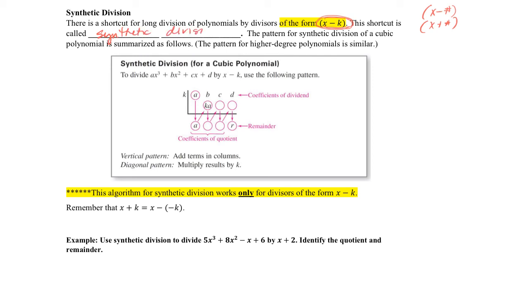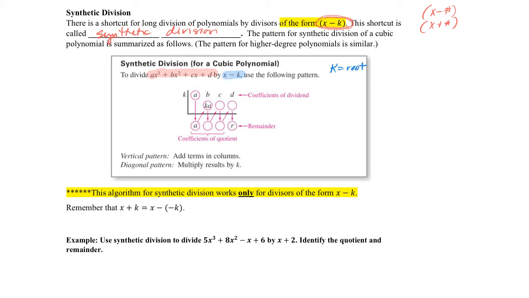So make sure you write yourself a note that it only works if it's in the form x minus k, because you guys are going to start to apply synthetic division all over the place where it doesn't work. So the pattern for synthetic division of a cubic polynomial is what's shown in the box below. So I'm just going to walk you through the process first, and then we're going to go through and do one, and it'll make a lot more sense. So if I ask you to divide a polynomial, let's say ax cubed plus bx squared plus cx plus d by x minus k, then we're going to use the following pattern. So k is my root value.